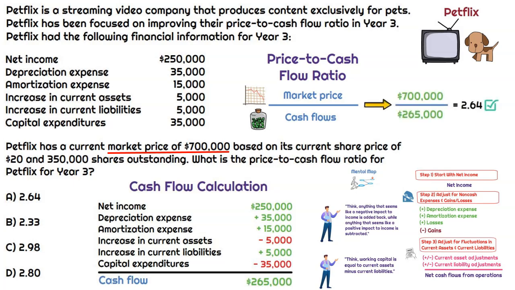So now that we have cash flow, let's actually go ahead and calculate the price to cash flow ratio. So just take $700,000 of the market price or market value and divide by that cash flow for year 3 of $265,000, and we end up with a ratio of 2.64, right? We have to round that just a bit, but 2.64 is going to be the correct answer.